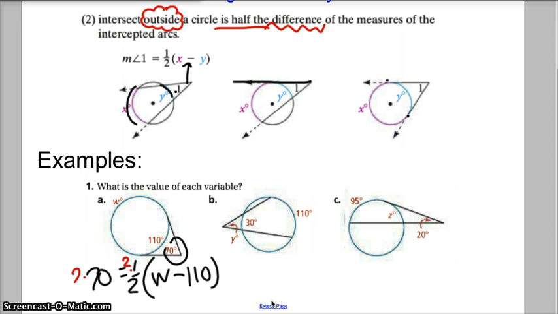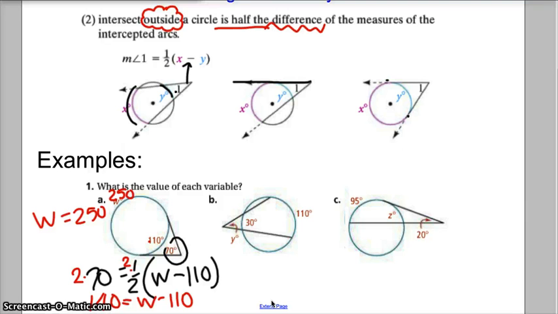I'm going to multiply both sides by 2. So 170 equals W minus 110. Get the 110 to the other side. W should equal 250. And check it. 250 minus 110 divided by 2 should give you 70. Looking at the next one.